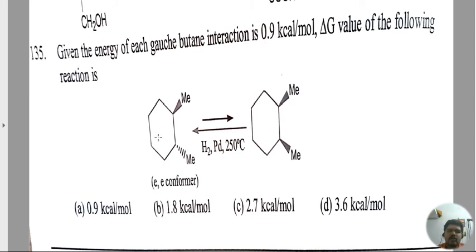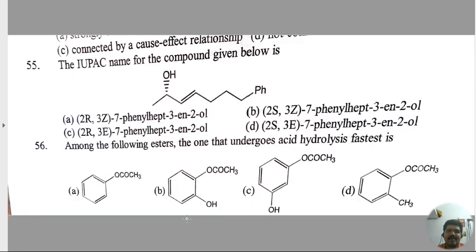So here you need to know how many gauche interactions are present in the starting material and how many gauche interactions are present in this one. That you can know. And here the answer will be 1.8 kilocalories, because here three gauche interactions are present, and here only one gauche interaction. So 3 minus 1, 2. 2 into 0.9, 1.8 kilocalories is your right answer.